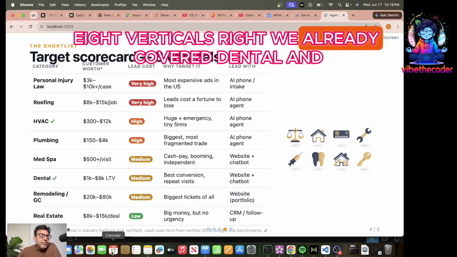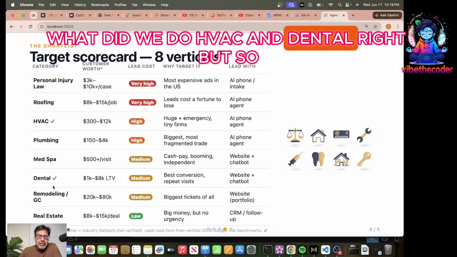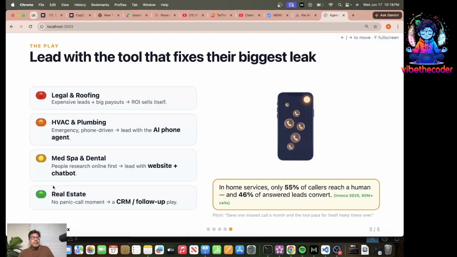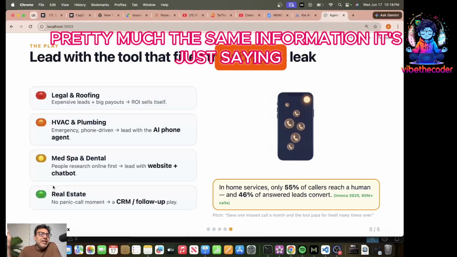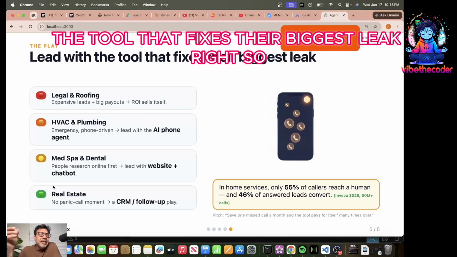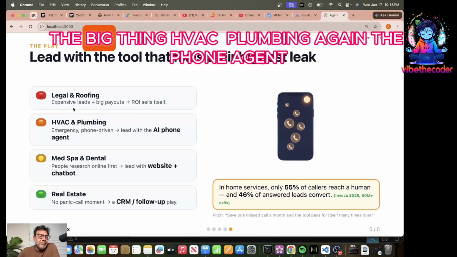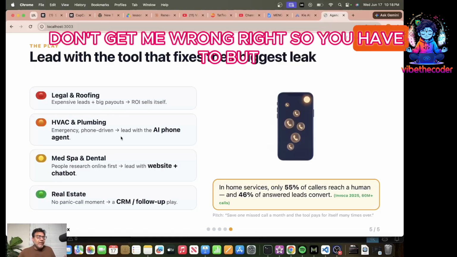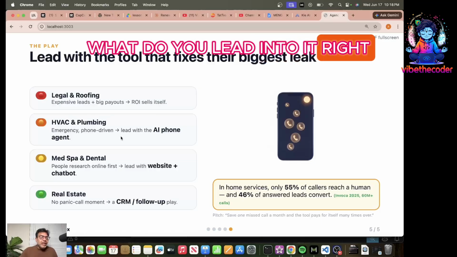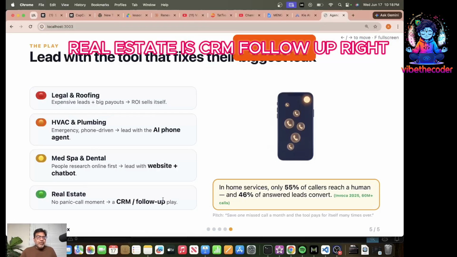We already covered HVAC and dental, and this is exactly pretty much the same information. It's just saying lead with the tool that fixes their biggest leak. So for legal and roofing, the phone agent is the big thing. HVAC and plumbing, again, is the phone agent. All of them need a website too, don't get me wrong. But what do you lead with? Med spa and dental is website and chatbot, and real estate is CRM follow-up.